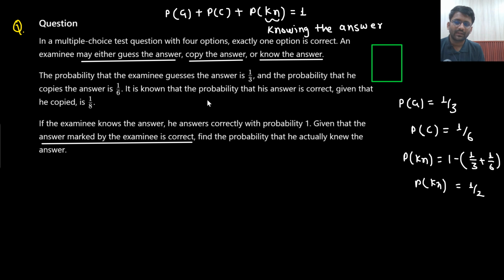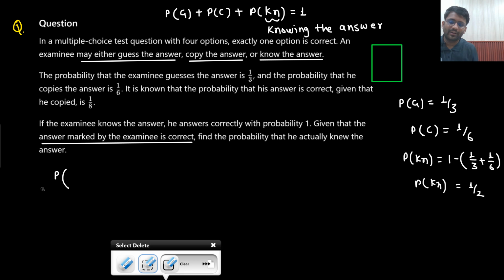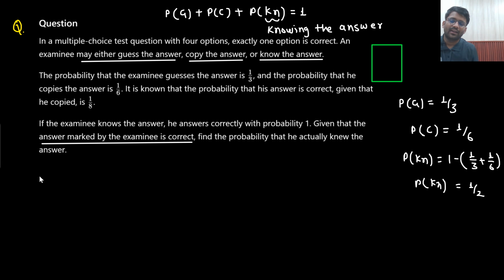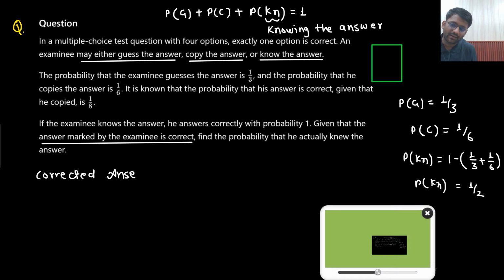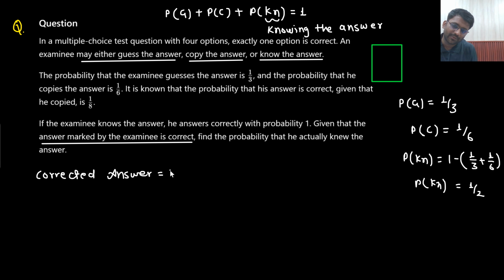Now what is given? It is known that his answer is correct. Probability of getting the correct answer, I will write down as R. Corrected answer I am showing by R. So probability of getting a correct answer given that he has copied is 1 by 8.